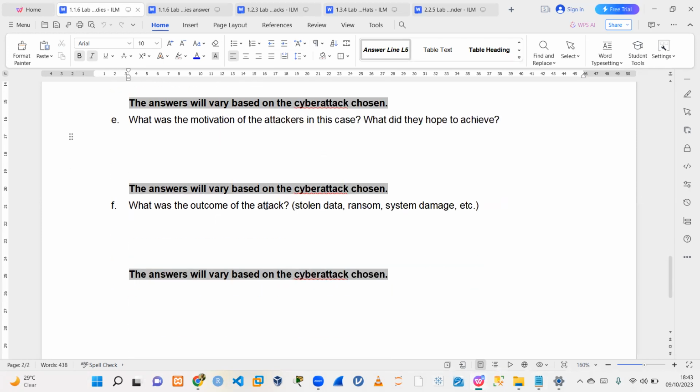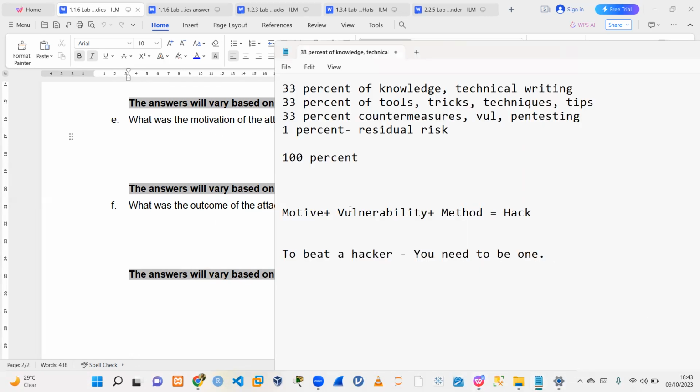What was the outcome of the attack? Stolen data, ransom, system damage. So that is the motive. Most of the time, somebody might want to hack a company's network, and their motive is not to steal anything. Their motive is they just want to cause disruption. Somebody else might want to hack a website, and his motive is not to steal anything. It's a job application website. He doesn't just want people to apply for that job role.